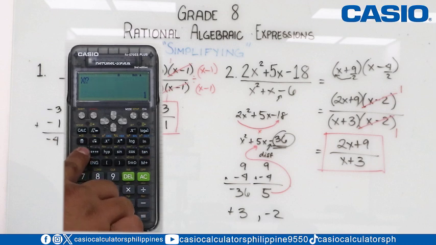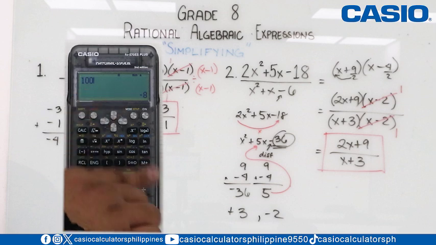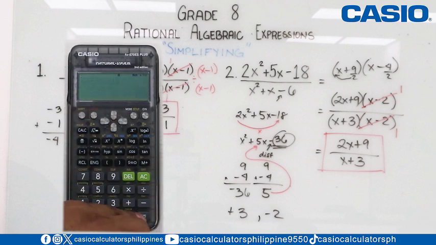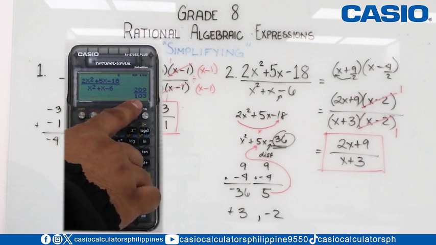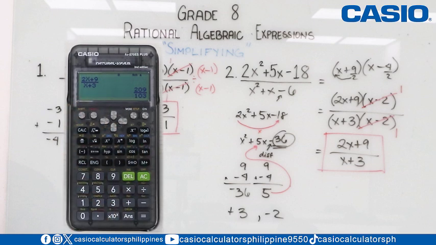Now let's check. Let's try other values. Negative 8. So when x is negative 8, that is 7 over 5 in the given. And in the answer, it also gives 7 over 5. Now let's try a higher value. Let's say 100. So when x is equal to 100, then our given gives 209 over 103, while on our answer, it also gives 209 over 103. So that means our answer is correct in 3 different situations or values of x. So that's why our answer is correct.